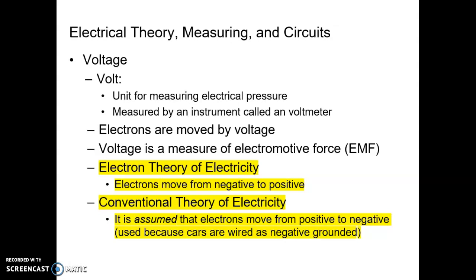And typically in automotive, because our cars today are typically negative grounded, we talk about a conventional theory of electricity that moves from positive to negative. But basically there's no proof of either. If any of you ever watched The Big Bang Theory, this is the type of thing that Sheldon used to get into. So there's no definitive answer which way electrons actually move, but for our purposes in automotive, we use the conventional theory.